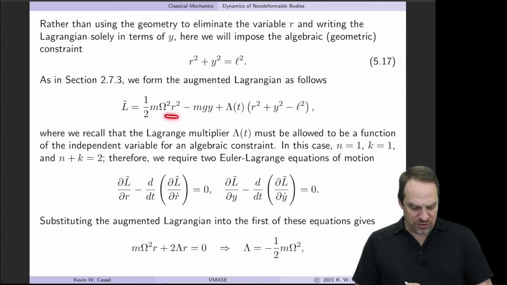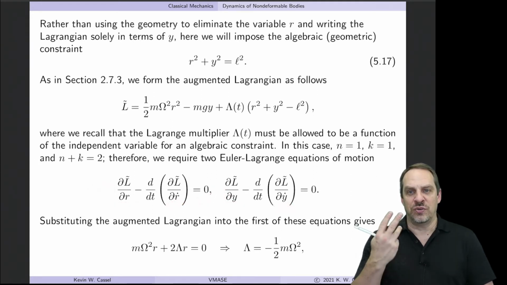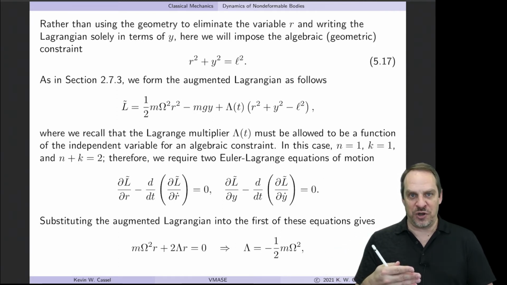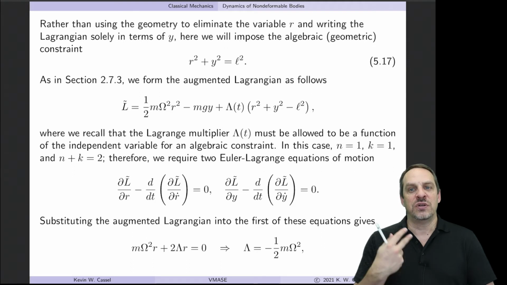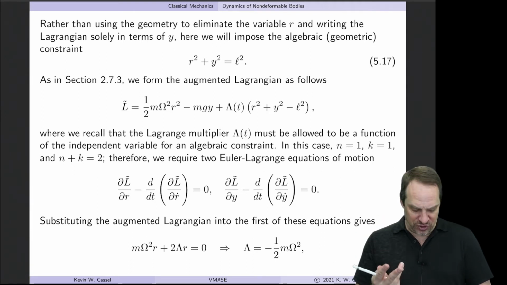So we have two variables, so we have two Euler-Lagrange equations, one for r and one for y. In the previous case, we only had one because we had already eliminated one of the variables. We only had one variable left. Now we have two variables, so we need two Euler-Lagrange equations.